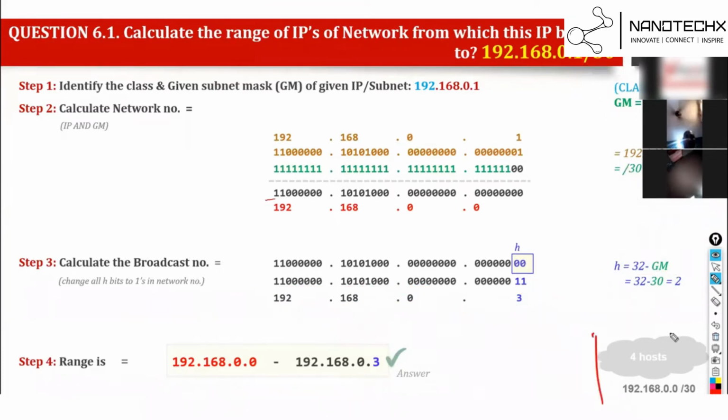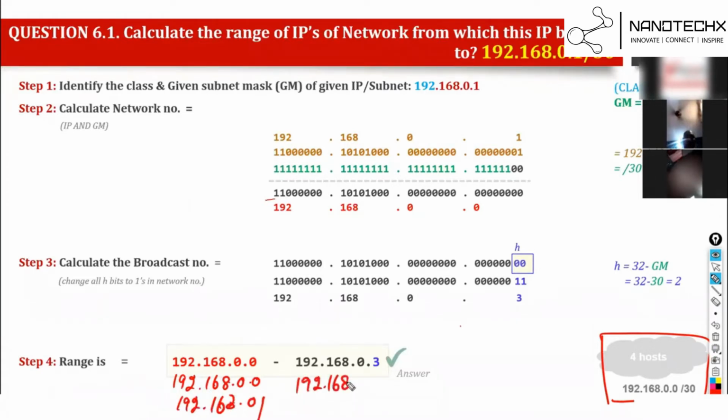Now you already know how this would look. It means how many hosts do we have? We have 4 hosts. What will be the first IP address? From here we can see the first one will be 192.168.0.0. The second one will be 192.168.0.1. Third one will be 192.168.0.2. Fourth will be 3. So that's how the range is from 0 to 3. Right? So let's do another example. Then you guys will understand.